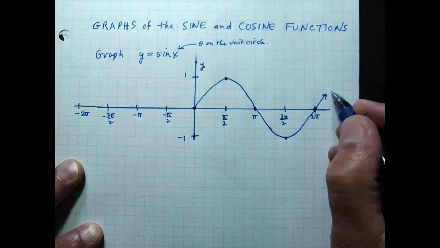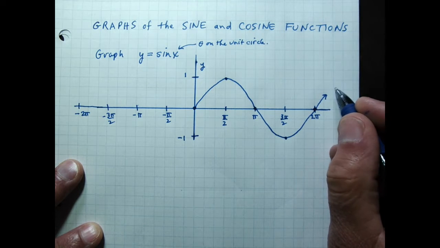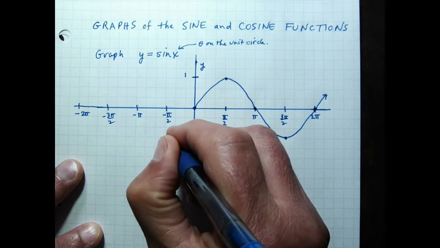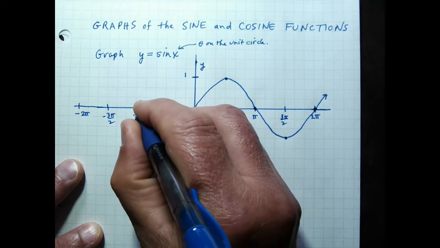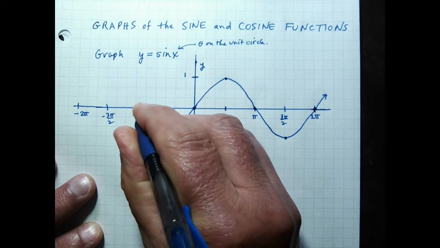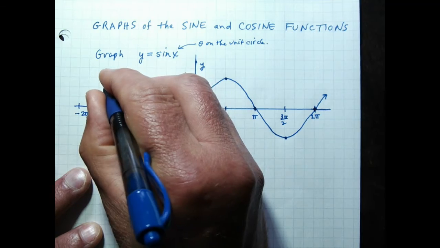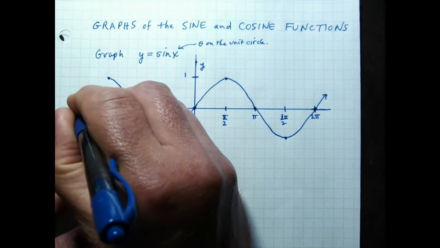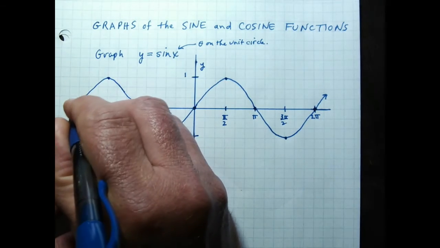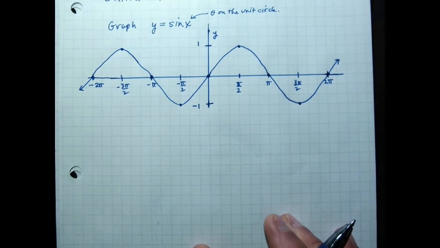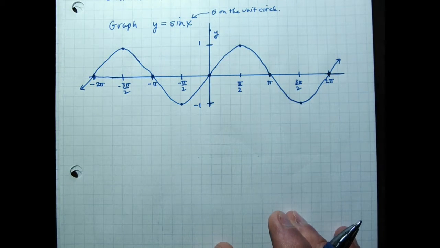And we've got to be aware that this pattern continues on and on forever in both directions. At negative pi over 2, I get -1, at negative pi, 0. At pi over 2, 1. At negative 2 pi, 0 again. And that continues in the negative direction. So you need to be able to generate this graph by hand from memory.